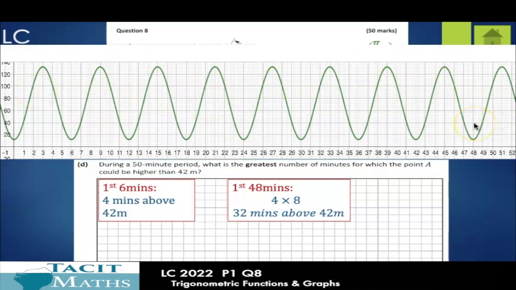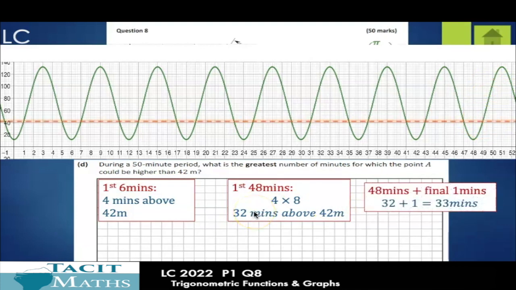Okay, but we want it in the first 50 minutes, so there's one more minute where it's above 42 meters, so it's simply 32 plus 1, because there's one extra minute. It's 32 minutes up to here, and then one more minute. Now, when I did this out before I looked at the marking scheme when I was correcting it, I was surprised to find that that's actually wrong. Now it's very close to being the correct answer, and if you got 33, you got 4 marks out of 5, right?